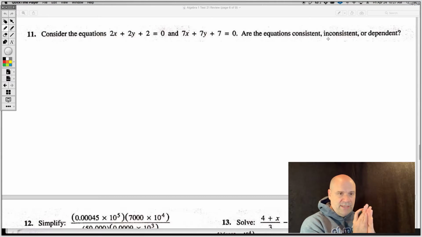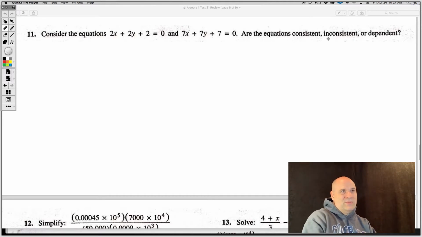Dependent means they're very clingy. They're right on top. They're the same equation, okay? And then inconsistent means they're parallel. So if they never intersect, then they're parallel, all right? Or we could try to simplify both of these equations and see if it ends up being the same equation.